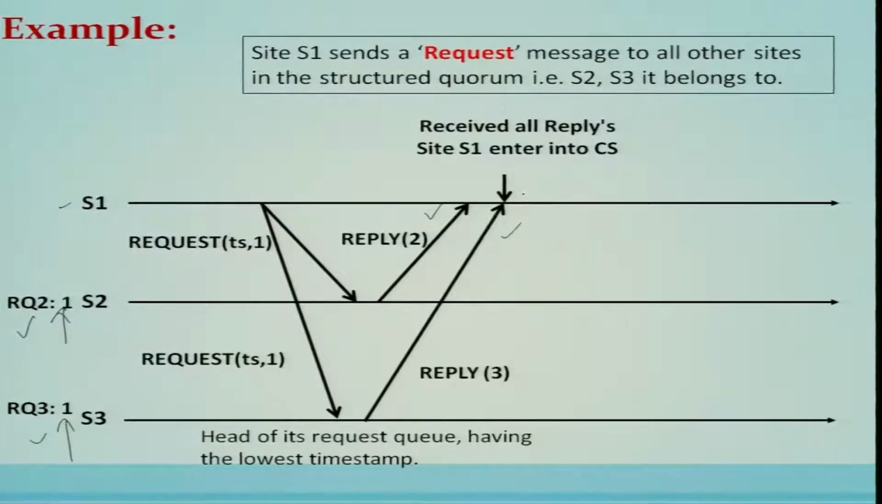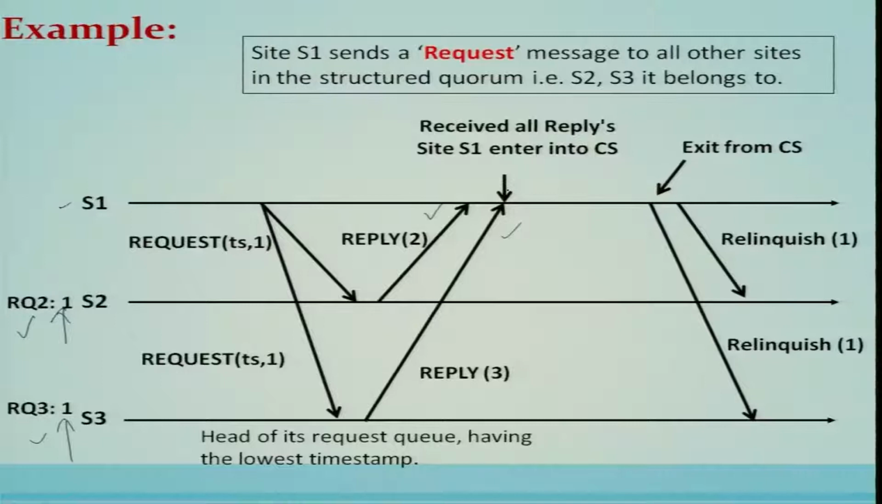When site S1 receives the replies from all the sites in its tree quorum, S1 will enter into the critical section because it has been granted the permission to enter. When S1 exits from the critical section, it will send the relinquish message to its tree quorum, that is to S2 and S3. Now, S2 and S3, after getting the relinquish message, will remove it from their request queues.